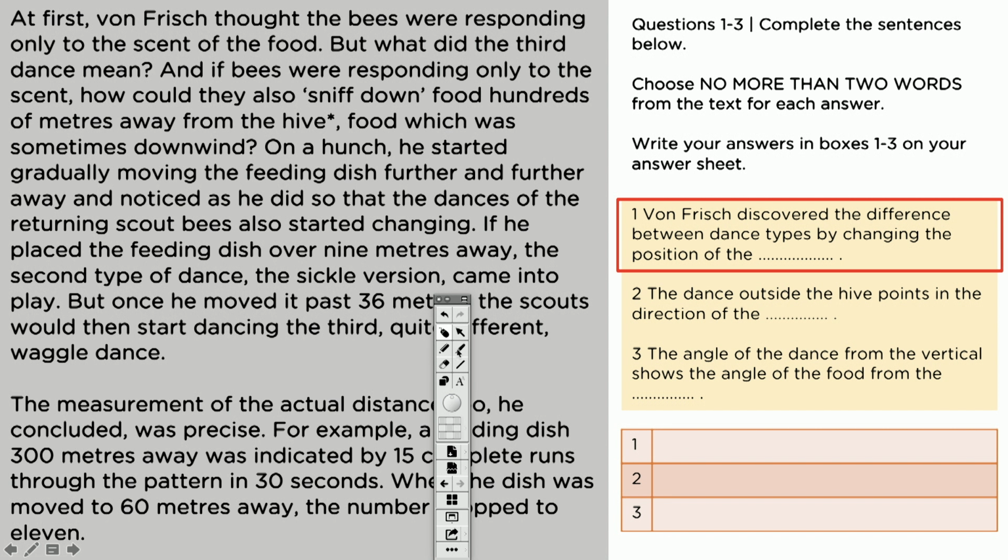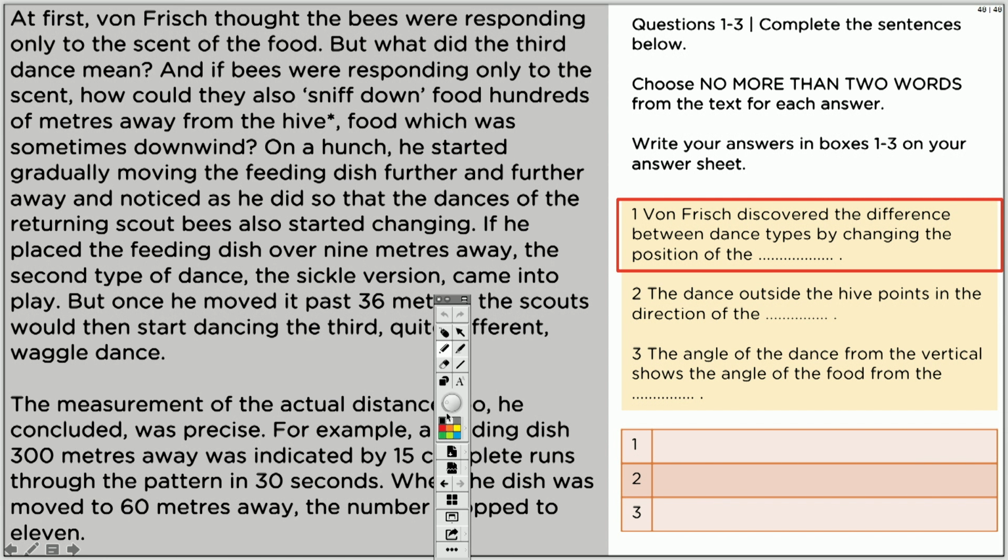Just let me change the color of my pen here. Just bear with me. I didn't think it was black. I want red. Red's nice.